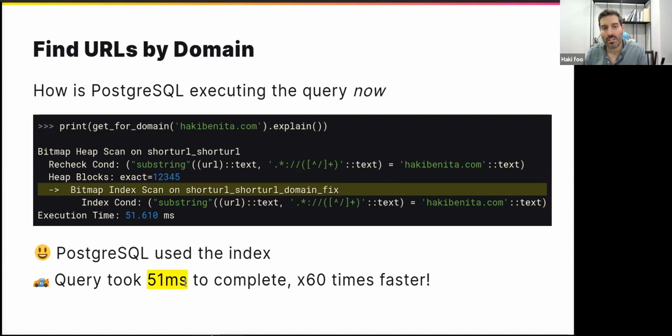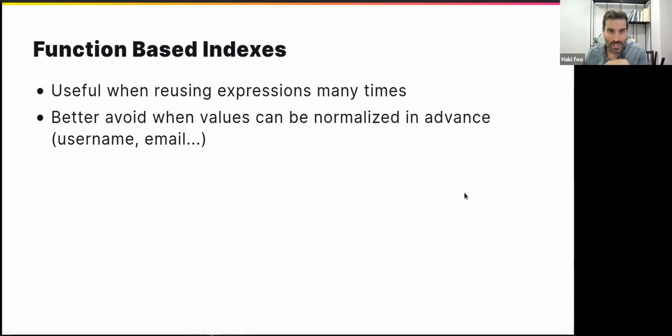This time it completed in 51 milliseconds, which is 60 times faster than before the full table scan. So function-based indexes are a tricky feature because they are useful if you are using a lot of expressions like the one we just saw. But I personally think that you should avoid them when possible because we can, for example, in this case, when we create a short URL, extract the domain and add another field on the short URL with the domain.